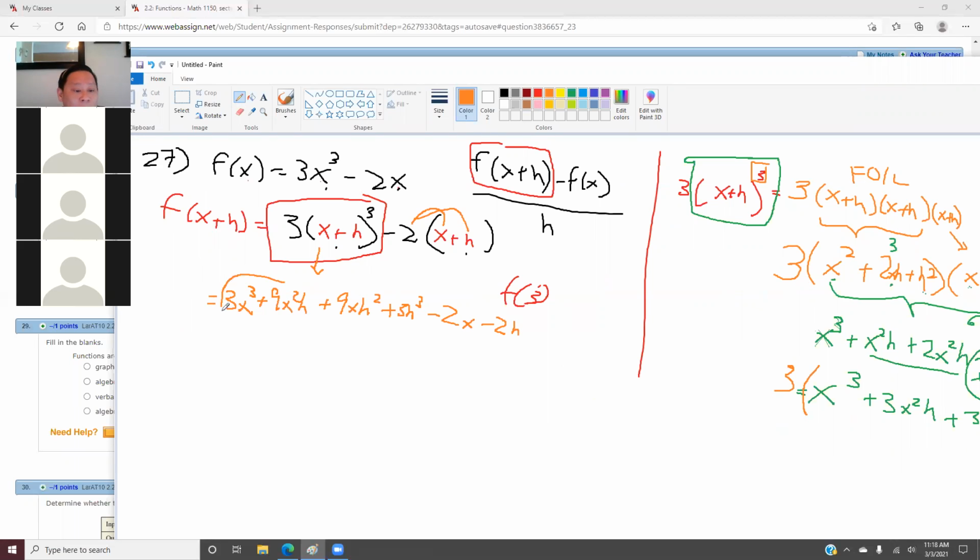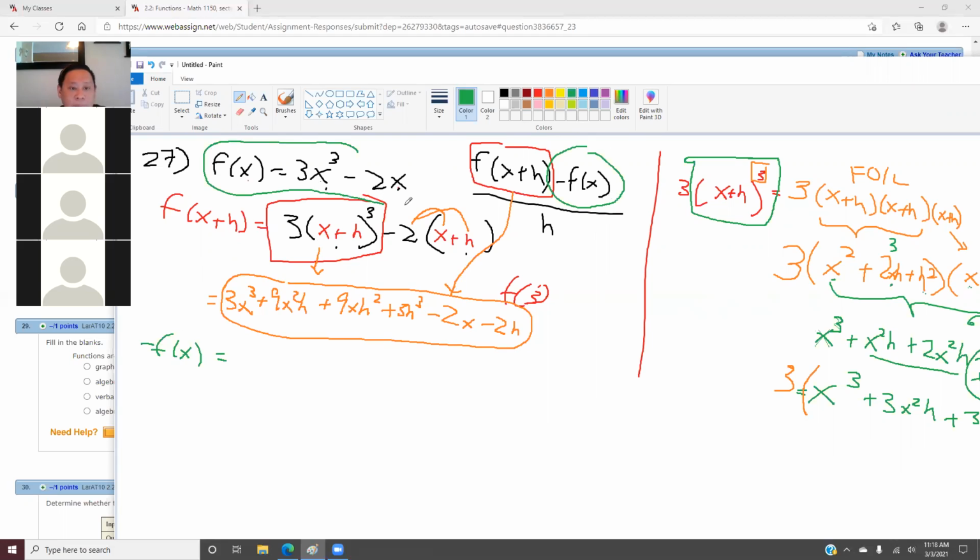So this whole thing is just for f of x plus h. And then we do the negative f of x. What is negative f of x? Negative f of x is you take f of x, and you take the negative of it. So when you put a negative of f of x, it means you take all this and you change your sign. So the negative f of x, this 3x cubed becomes negative 3x cubed. This negative 2x will become positive 2x.